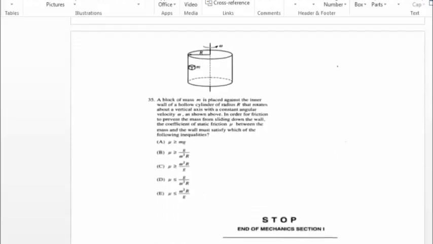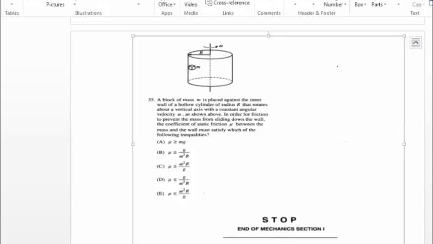Here, a block of mass m is placed against the inner wall of a hollow cylinder of radius r that rotates about a vertical axis with a constant angular velocity w. In order for friction to prevent the mass from sliding down the wall, the coefficient of static friction mu between the mass and the wall must satisfy which of the following inequalities.